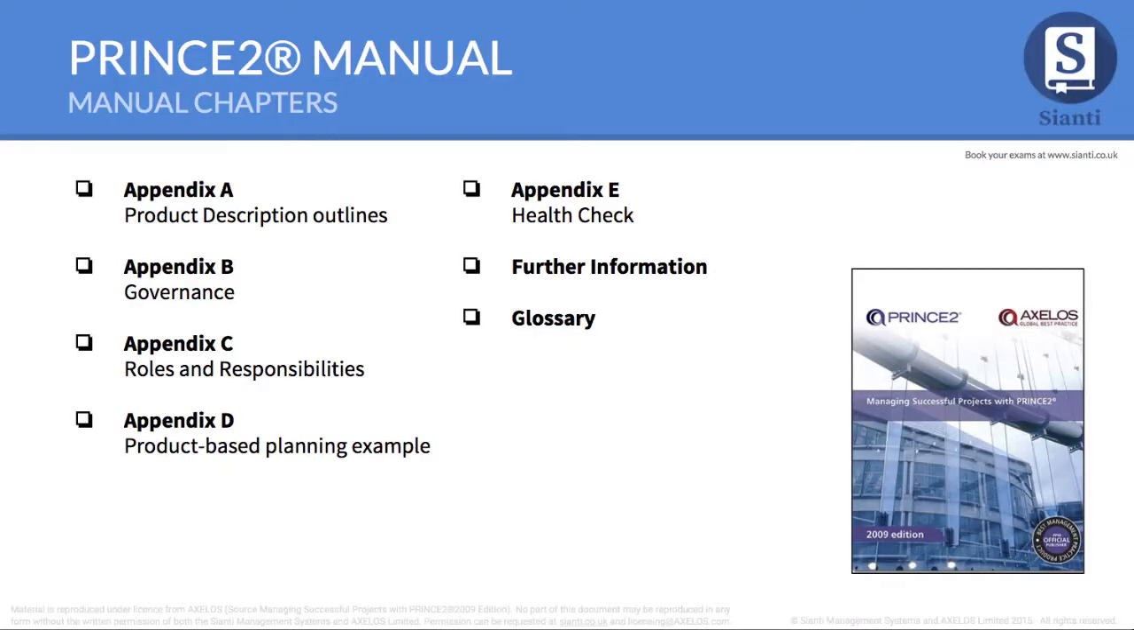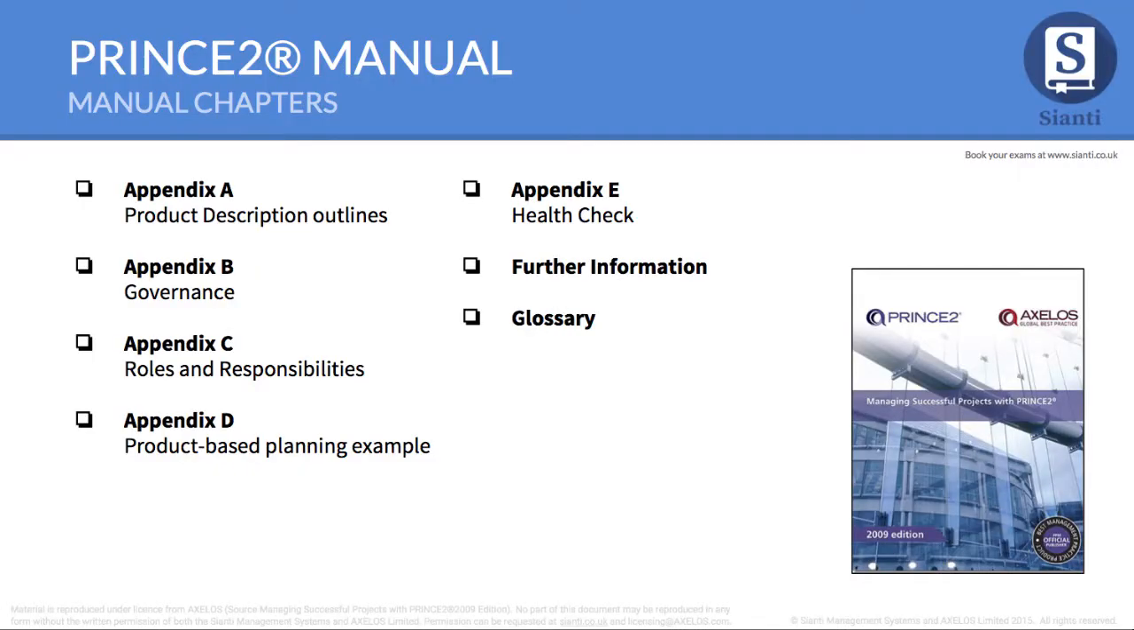Prince offers a technique called product-based planning as part of the procedure for preparing plans. You don't have to use that technique, it's one that's offered to you. I personally think it's a very useful technique for identifying what needs to be done. Appendix D gives an example of how you might use product-based planning. It's only offered to you. There are other ways to produce plans, but I personally think product-based planning is a particularly good tool to use.